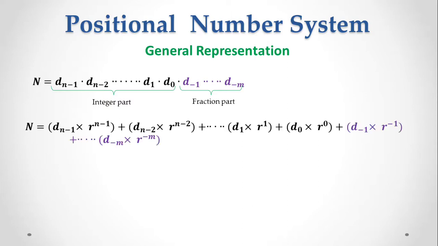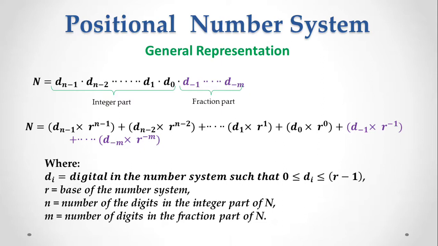The above equation is rearranged and represented in the base of the number, where di in the number system is such that di is less than or equal to r minus 1 and greater than or equal to 0. R is the base of the number system, n is the number of digits in the integer part of N, and m is the number of digits in the fraction part of N.